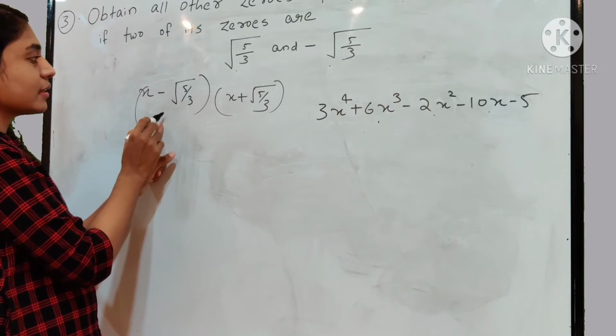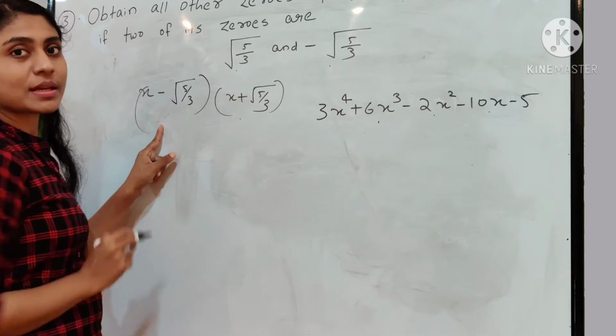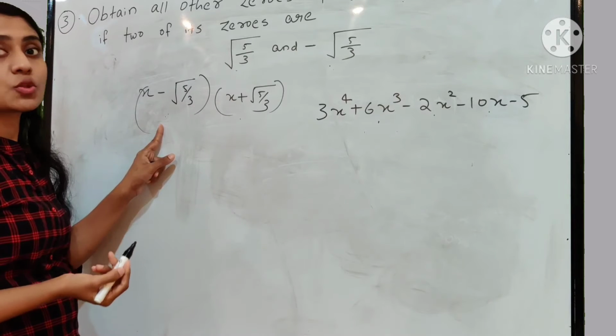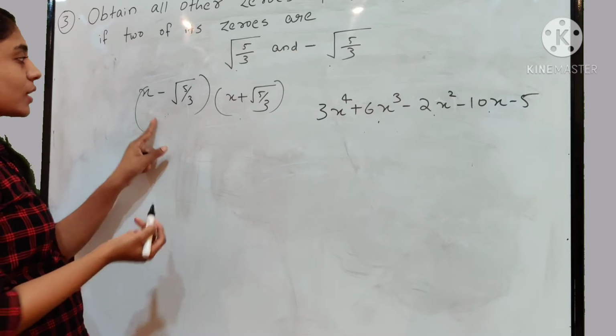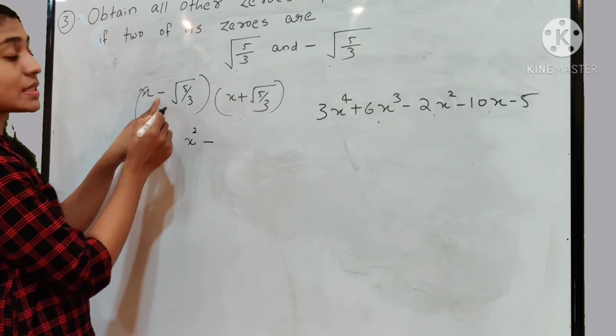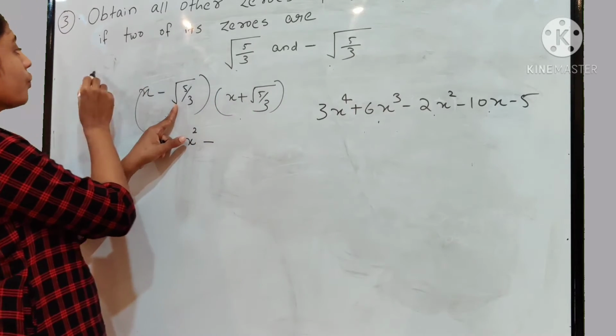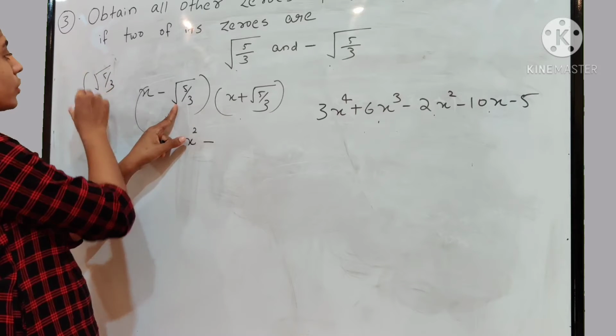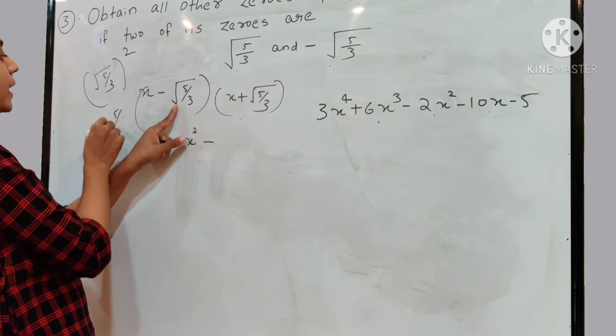Now, look at this. This is of the form a minus b into a plus b. And what is a minus b into a plus b? It is a square minus b square. Here a it is x. So a square, x square minus b square. Here b it is root of 5 by 3. So the whole square it becomes 5 by 3.